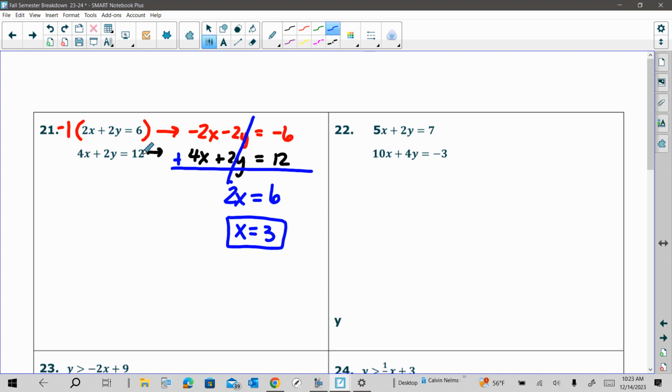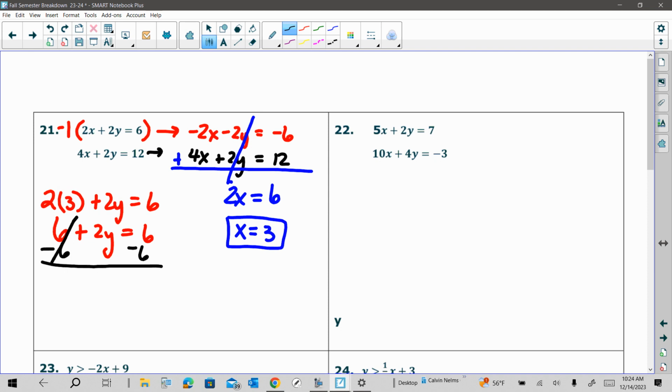Now we just have to plug it back into one of the equations. It doesn't matter which one. I'm going to just do the top one. So that means this is going to be 2 parentheses 3 for our x plus 2y equals 6. Well, this turns into 6 plus 2y equals 6. So I subtract the 6. Now I'm left with 2y equals 0. 0 divided by any number is just 0. So our answer is (3, 0).